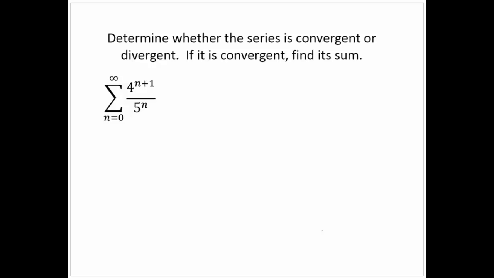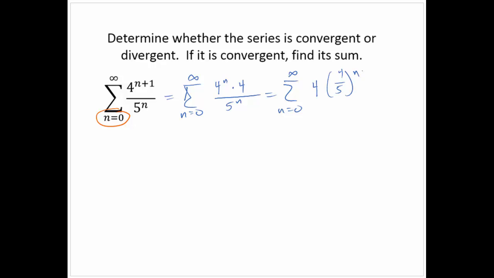Let's consider another example. Here we're asked to determine whether the series is convergent or divergent. If it is convergent, find its sum. And here we have sigma n equals 0 to infinity. So let's be careful about that. N equals 0 to infinity of 4 to the n plus 1 over 5 to the n. Well, 4 to the n plus 1, isn't that 4 to the n times 4? So I can rewrite this as sigma n equals 0 to infinity of 4 times (4/5) to the n.